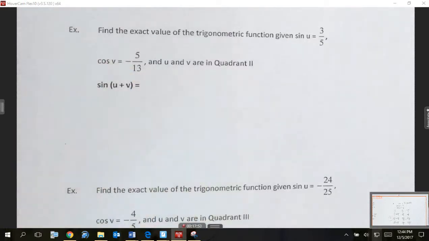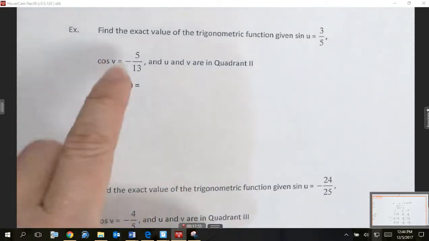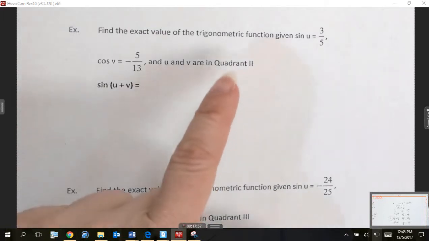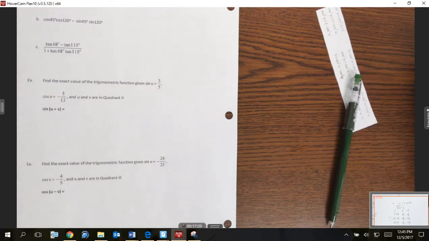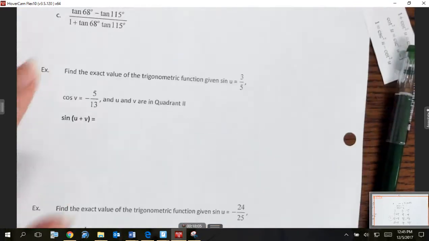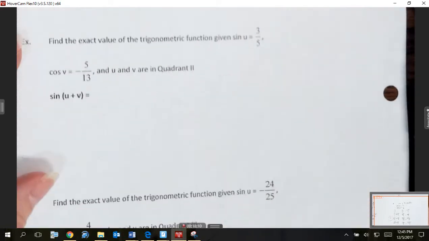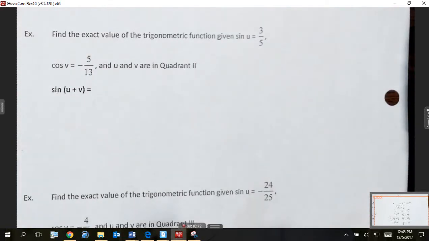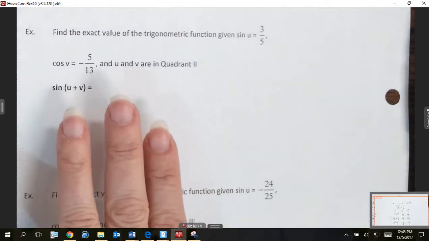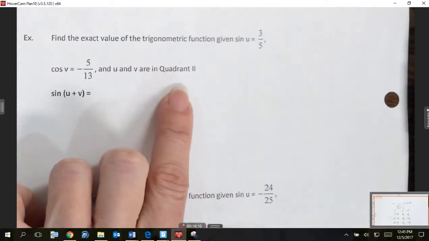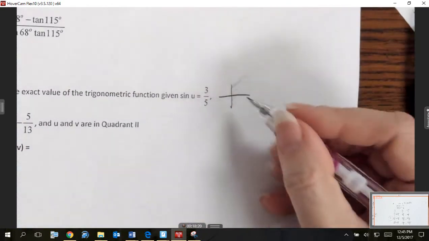Okay, so then the last section says find the exact value of the trigonometric function, and it says given sine u equals 3/5. Sine u equals 3/5, and then cosine v equals negative 5/13, and it says they are both in quadrant 2. So I'm going to start with drawing. Quadrant 2.